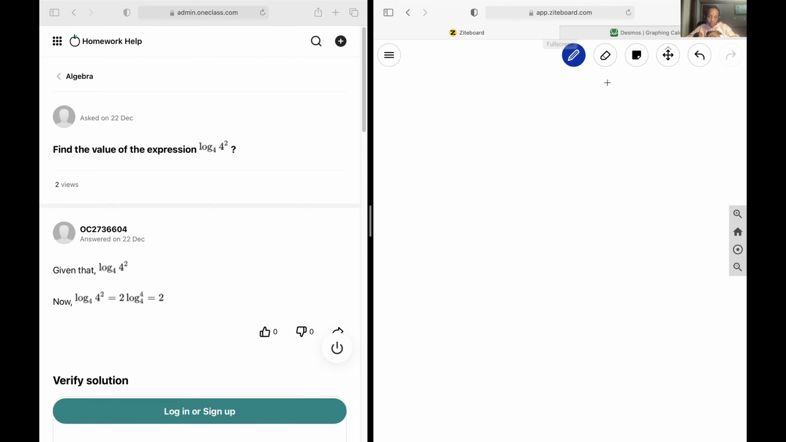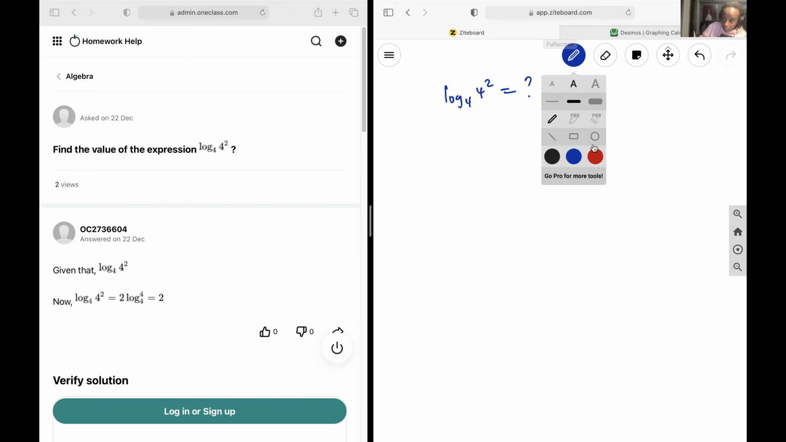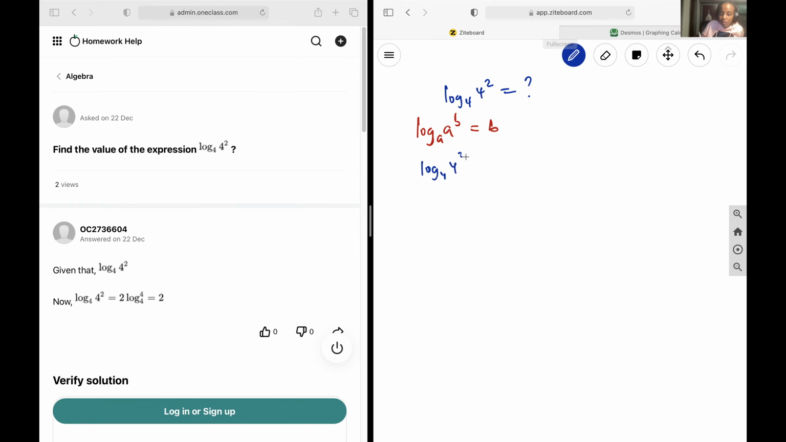Next up, we would like to find the value of the expression log base 4 of 4 squared. So we need to remember the logarithmic property that log base a of a to the power of b is just going to be equal to b. So in this case, we see the base matches the value here. This means that log base 4 of 4 squared is going to be equal to 2.